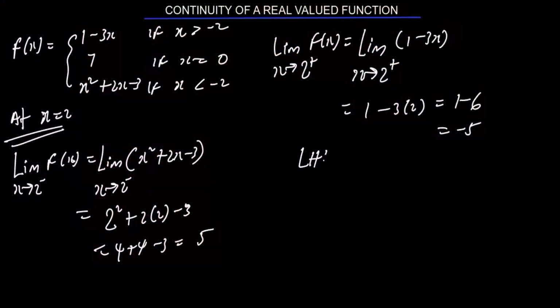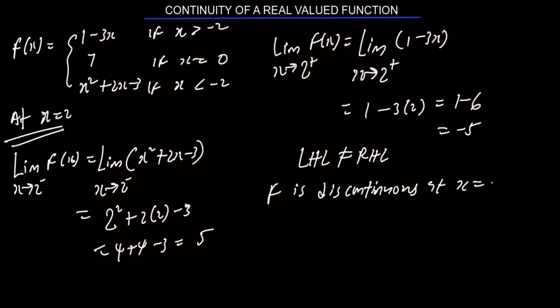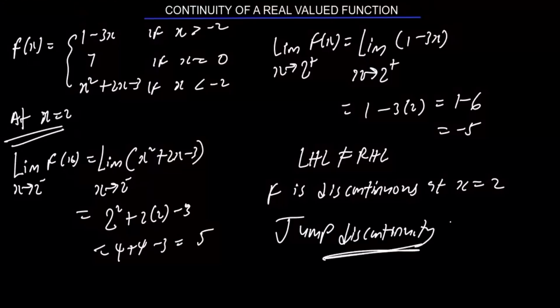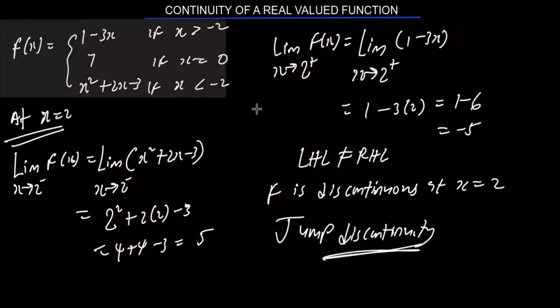Here, left hand limit is not equal to the right hand limit. So f is discontinuous at x equal to 2. If f is discontinuous at x equals 2, what does that mean? It means that x equals 2 is a point of discontinuity. And what type of discontinuity is this? So we have what? Jump discontinuity. So that's the type of discontinuity we have here. It is jump because left hand limit is not equal to the right hand limit.